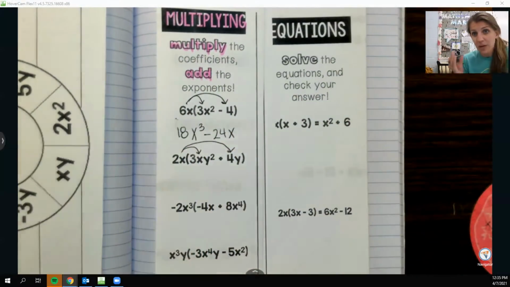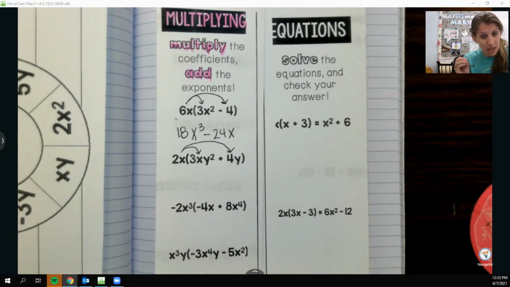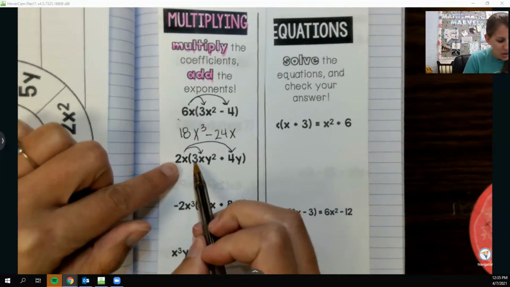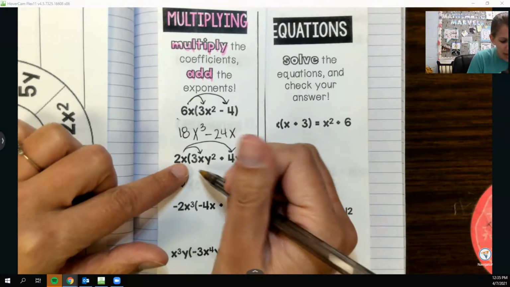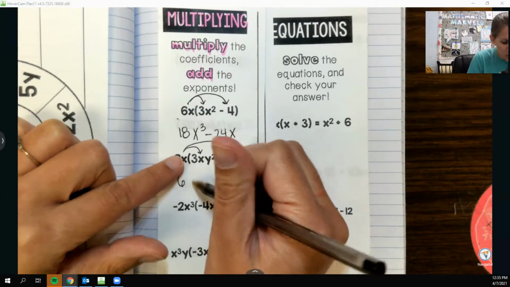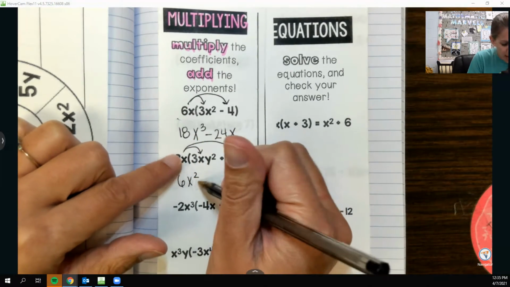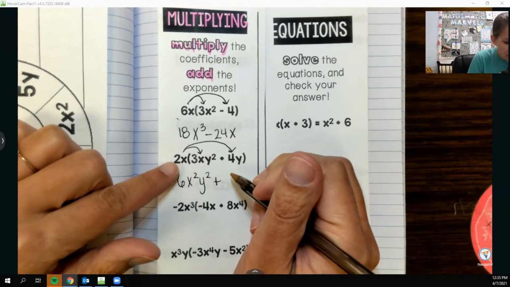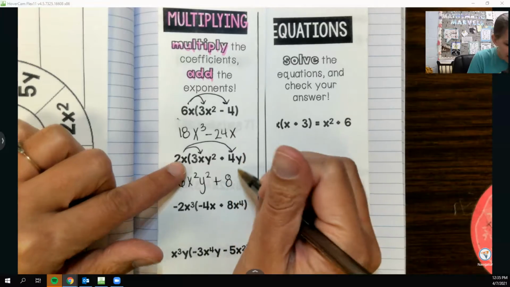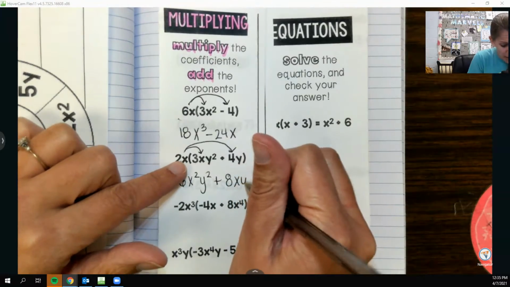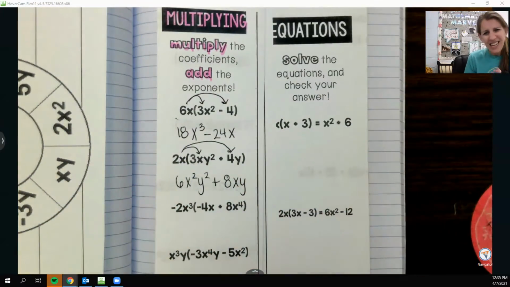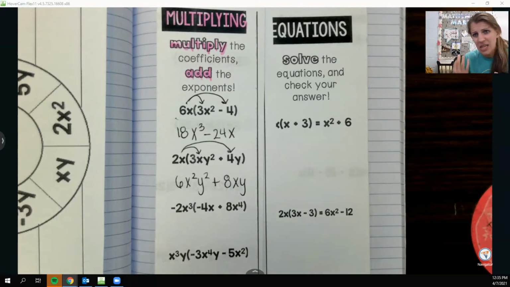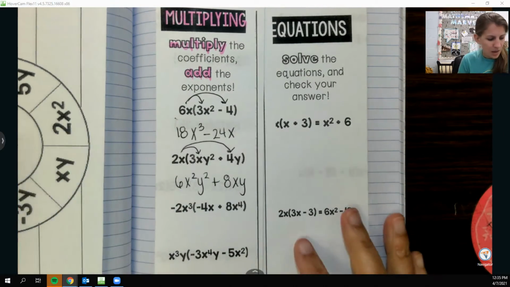We just have to be careful that our brain is working on the two levels that it needs to be working on. So like the 2 times the 3 is 6. X times x is going to be 1 and 1, so 2. And then just a y squared plus the 2 times the 4 for 8. And then x times y is just going to be xy. Like there's one x and one y. And it kind of doesn't matter the order you put them in, but I always like to keep it alphabetical.